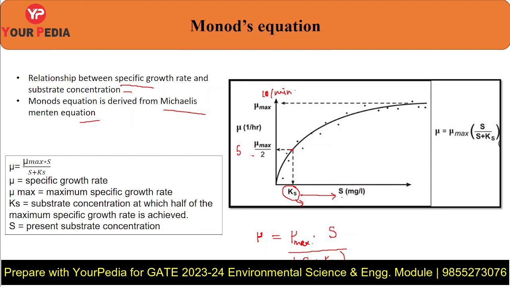As the law of physics says, for two quantities to be added to each other, they must have the same units. So S is being added to Ks, so Ks has to have the units of S.